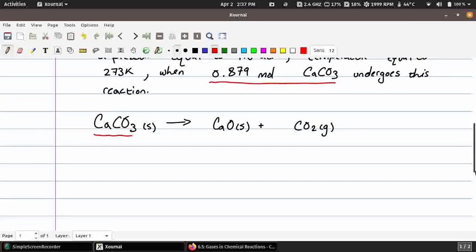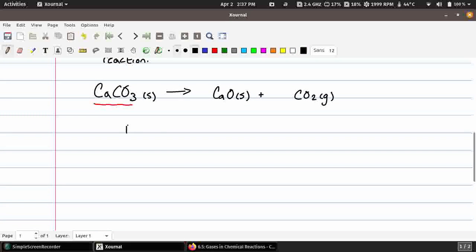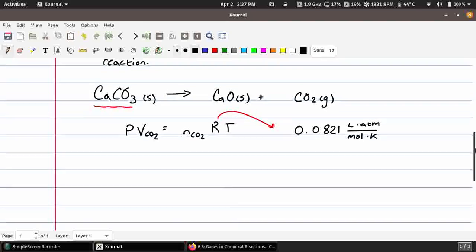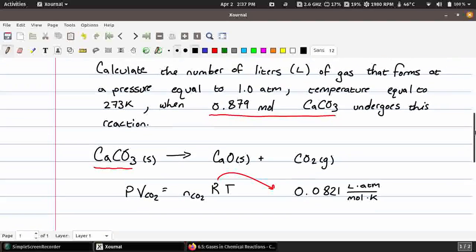So this is what the equation is going to look like. P times volume of CO2 equals the moles of CO2 times RT. And then R, as you know, is the universal gas constant. So R, we already know the value is 0.0821 liters times atmospheres over moles times Kelvin. So how do you think we're going to solve this? Alright, I'm going to let you pause and figure this out, and then I'm going to go ahead and solve it.